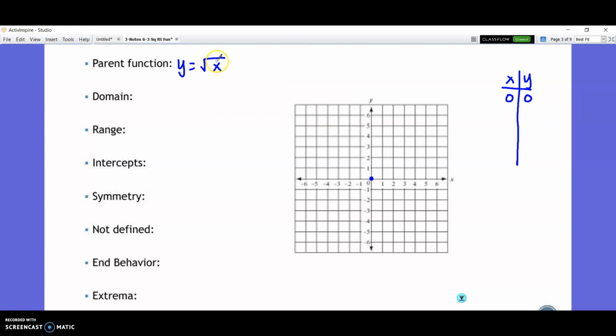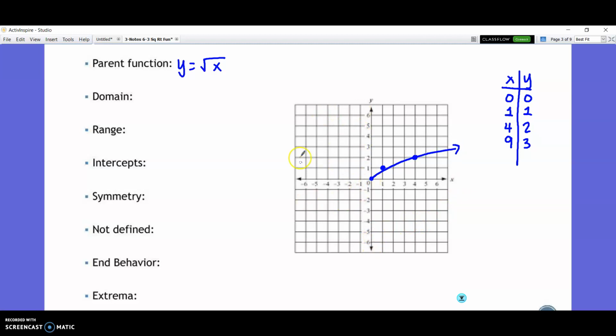I can take the square root of 1. The square root of 1 is 1. So at 1, 1 is another point. Now, the square root of 2 is an irrational number, so I don't want to plug that number in. Same thing with the square root of 3. But the square root of 4 is 2. So 4, 2, I can plug in. The next one would be 9. The square root of 9 is 3. And that's not on my graph, so I'm going to stop there. But it's going to look like this.